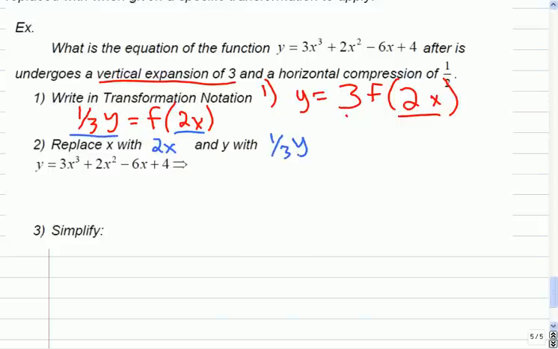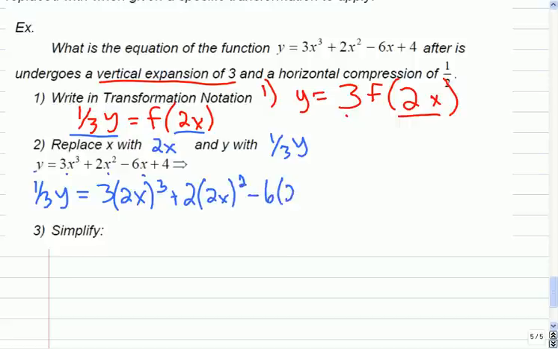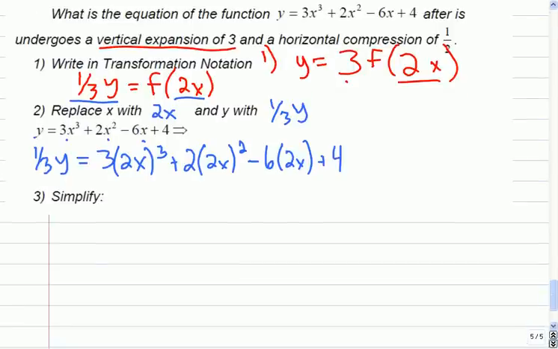So I can take this equation and make those replacements. This y here is going to become 1/3 y. Each of these x's is going to become 2x. So that'll be 3, 2x cubed, 2 times 2x squared. Okay, so that's the hardest part of it, to get to the point where you can make those replacements. And now all that's left to do is simplify it a little bit, so maybe it looks a bit more like a regular equation.